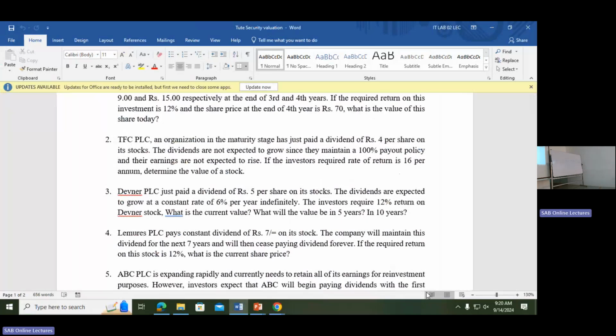So D1 is how much? D0 is 5, so D1 is equal to 5 into 1.06. D5 is equal to D0 into 1.06 to the power 5, and then D6. D11 is equal to D0 into 1.06 to the power 11.